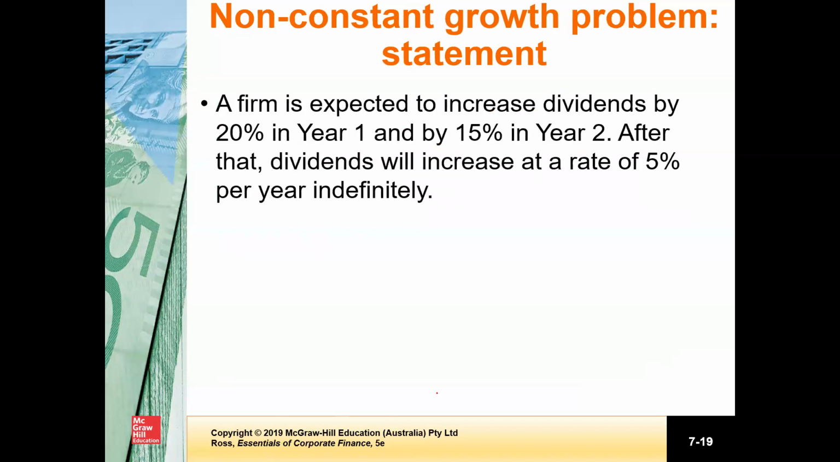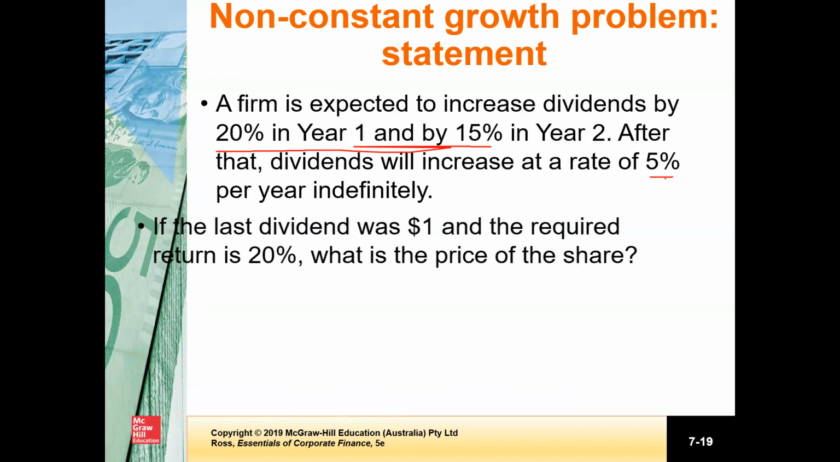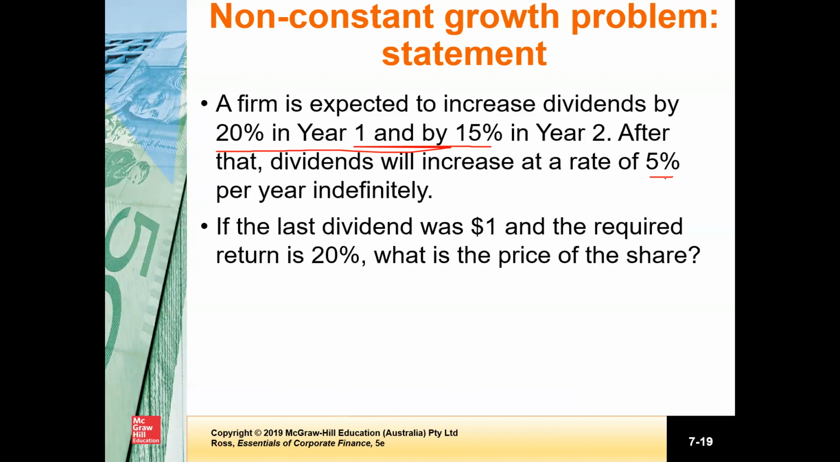Okay, now come to the non-constant growth problem, or the supernormal growth problem, that we discussed earlier. Look, a firm is expected to increase dividends by 20% in year 1, by 15% in year 2. After that, dividends will increase at a rate of 5% per year indefinitely. So you see that in the first 2 years, they grow at a different rate, and then it settles down and becomes a constant rate, which is 5%. The last dividend was $1 and the required rate of return is 10%. So how do we find out the price of the share? I mean, the intrinsic value.